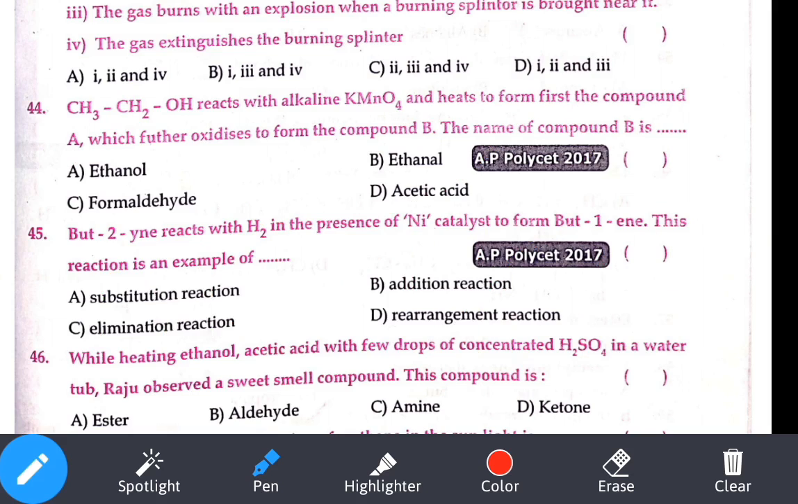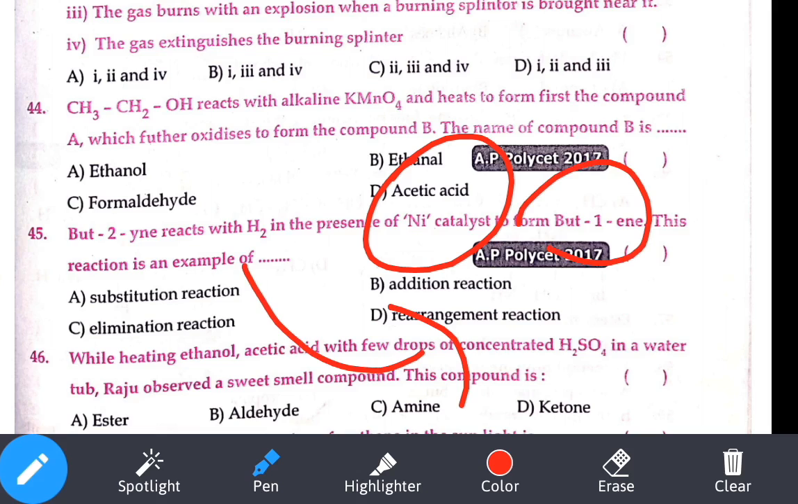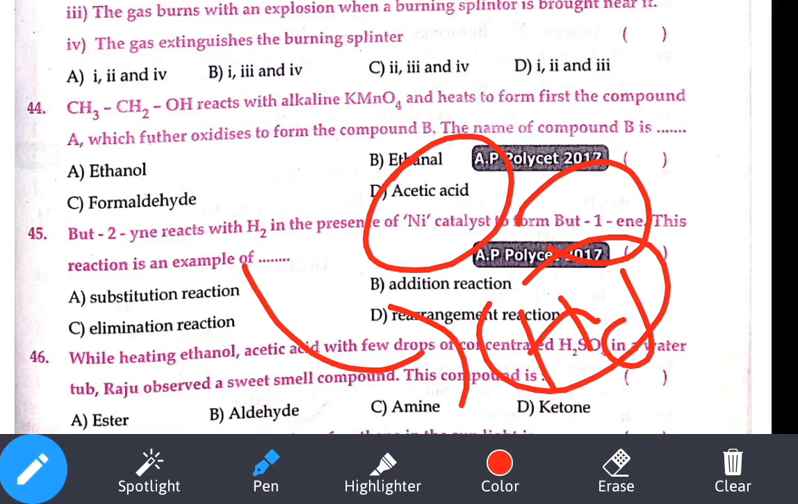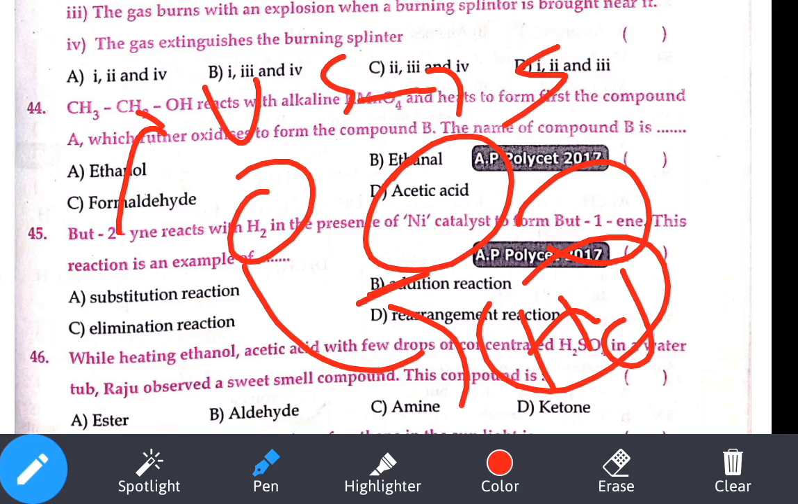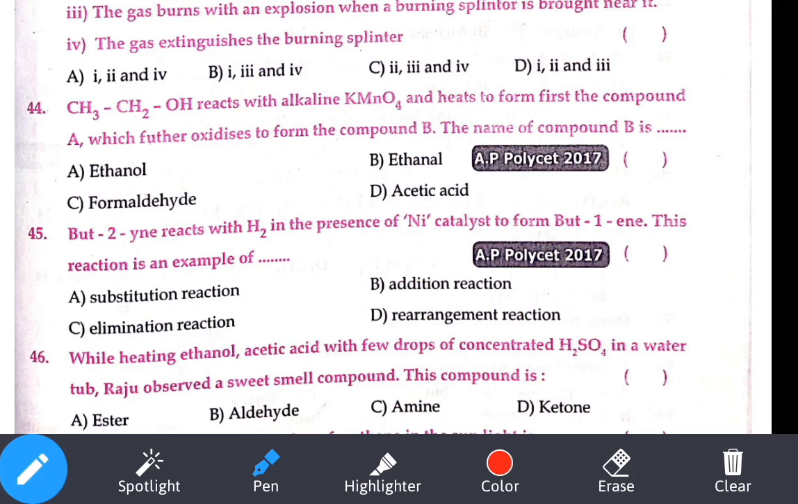Butene reacts with hydrogen in the presence of nickel as a catalyst to form butane. This is called what? Hydrogenation reaction. Hydrogenation reaction means our addition reaction. Here hydrogen is being added. For converting an unsaturated carbon compound to a saturated carbon compound, we do an addition reaction. We remove the double bond or triple bond and add hydrogen to it. So that is our addition reaction, option number B.